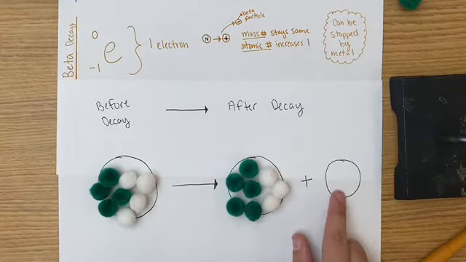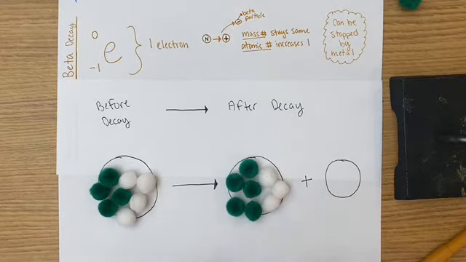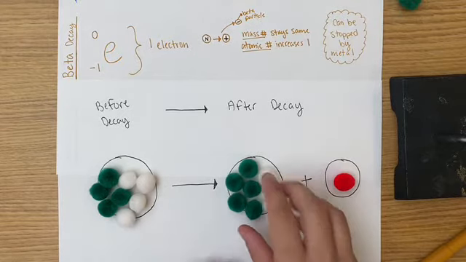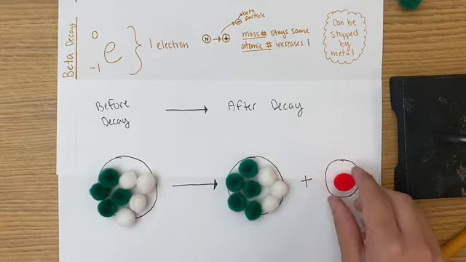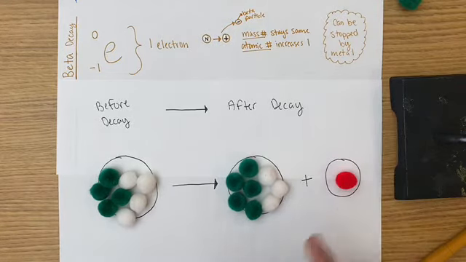Now, I'm not going to show anything here. I will put this here to stand for our electron, but remember that electrons aren't actually in the nucleus, so I shouldn't really need to show anything here, but this will represent our electron that's being emitted.